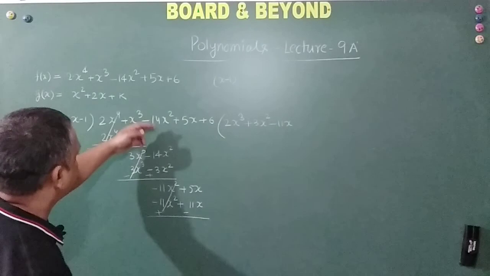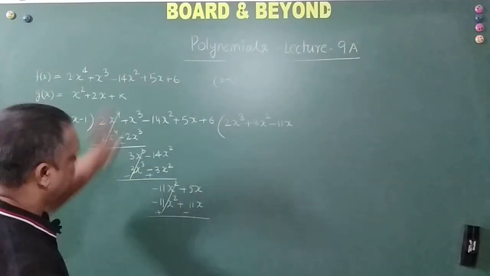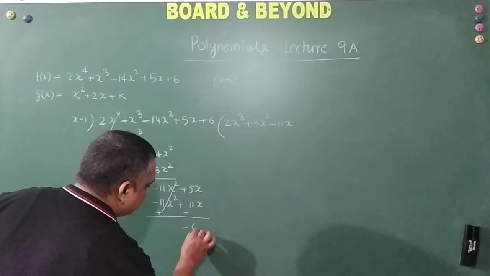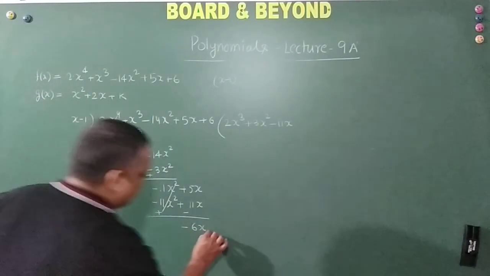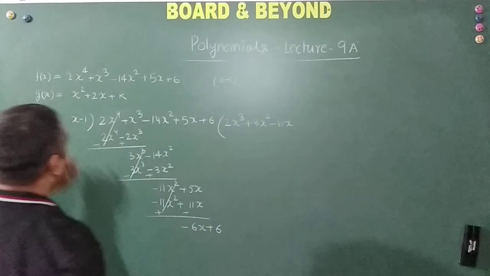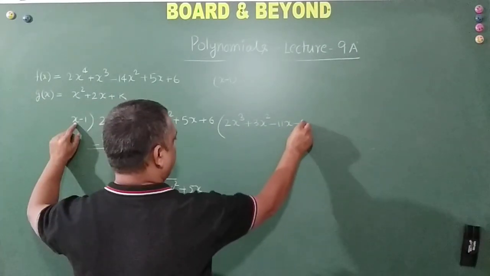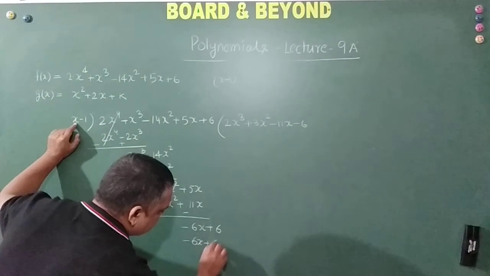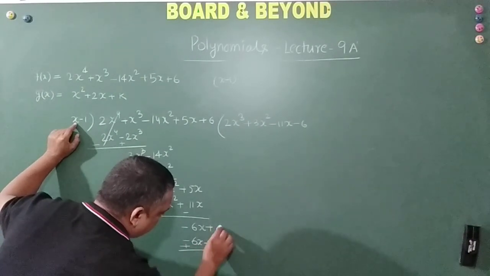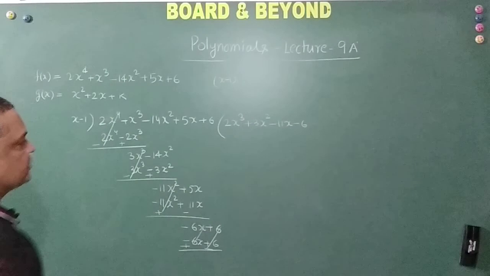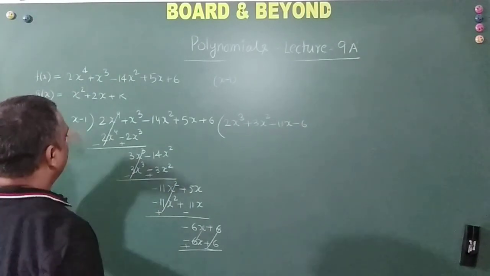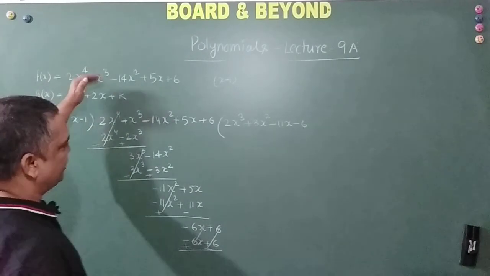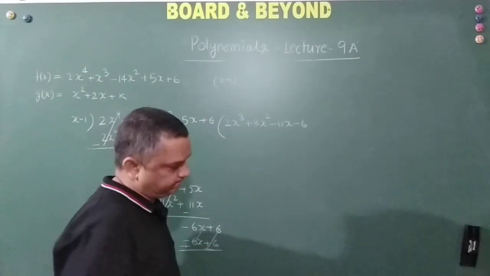3x cube minus 14x square. So this becomes minus 6x plus 6. Now I need minus 6 here, so minus 6x plus 6. This cancels. So now you see, with x minus 1 as one of the factors, we have reduced this biquadratic polynomial to a cubic polynomial.